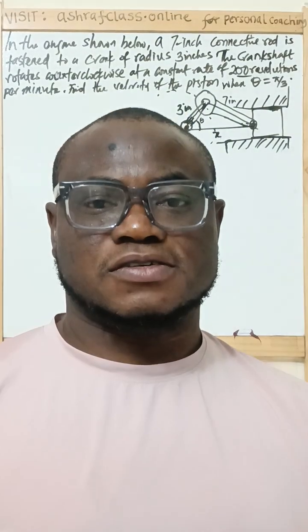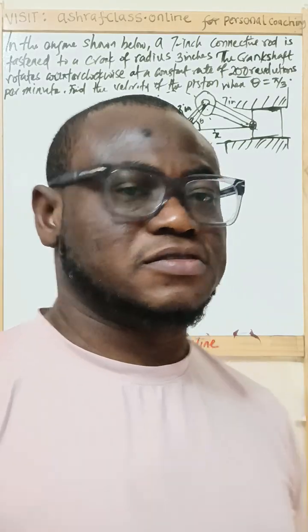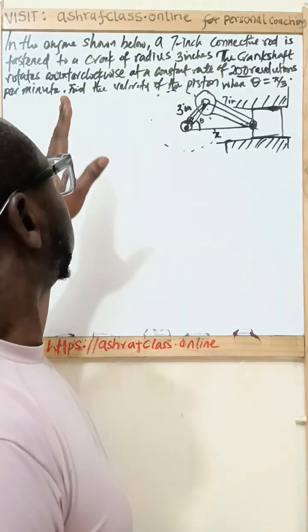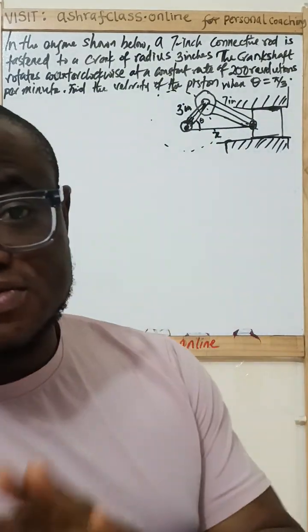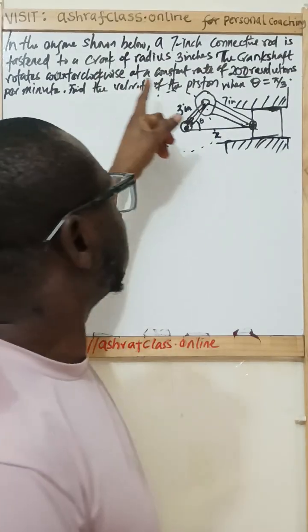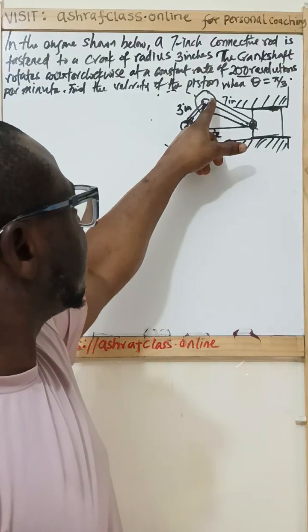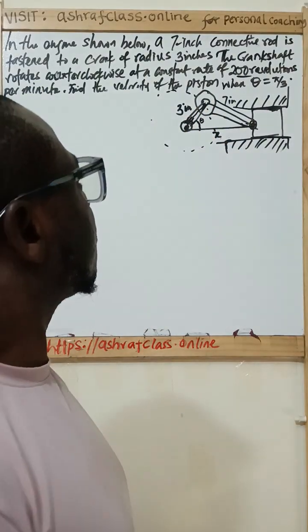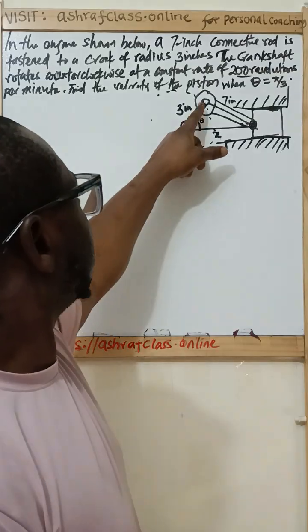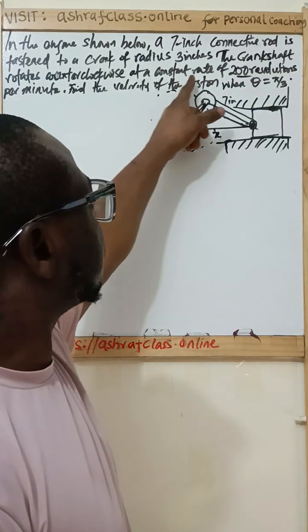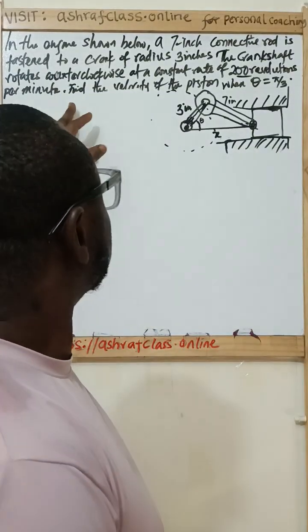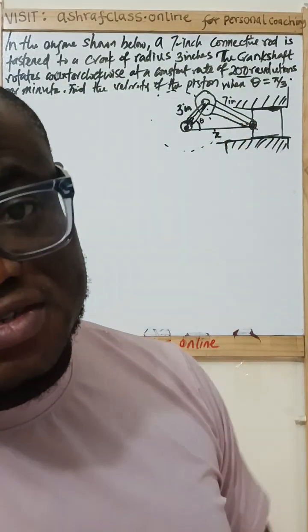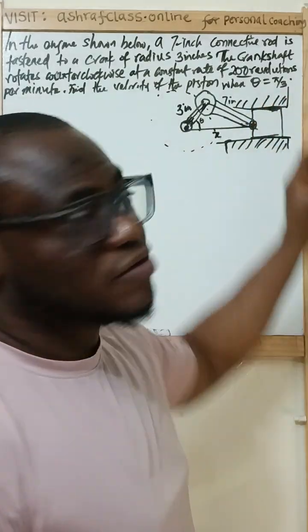So hello, good day. Today we are looking at this question. The question says: in the engine shown below, a 7-inch connecting rod is fastened to a crank of radius 3 inches. The crankshaft rotates counterclockwise at a constant rate of 200 revolutions per minute. Find the velocity of the piston when theta is pi over 3.